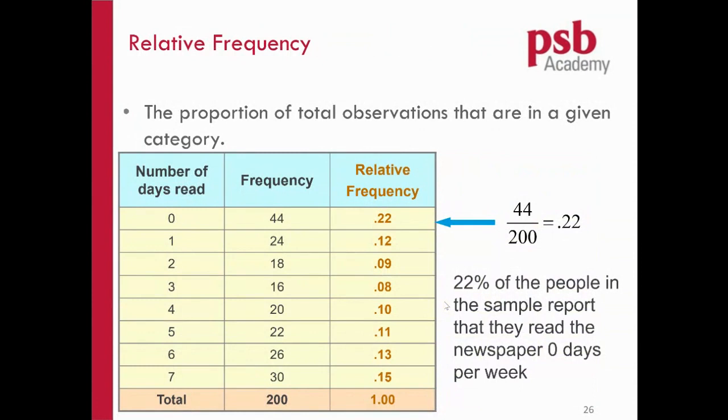You can also continue to find out the proportion. So if I were to ask you what percentage of the customers do not read newspaper at all? 44. So 44 out of a total of 200. Okay, 44 out of 200. What's the proportion? 0.22. If you want to find out the percentage, you multiply 0.22 by 100%, you get 22%. So you can say 22% of the people in the sample report that they read the newspaper 0 days per week.